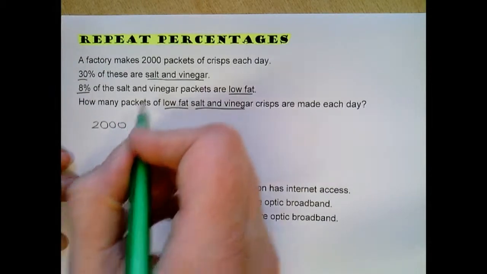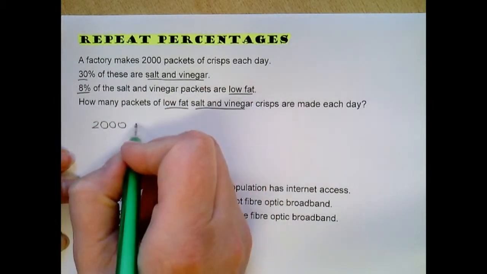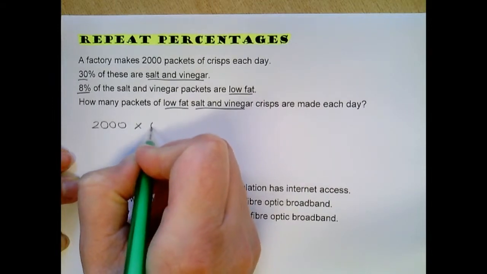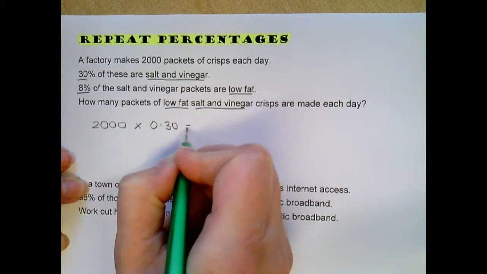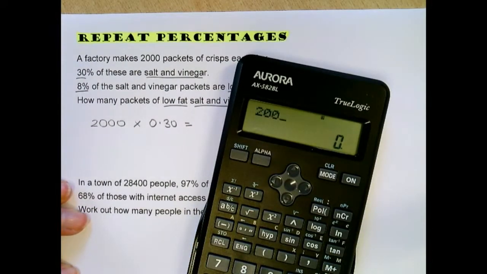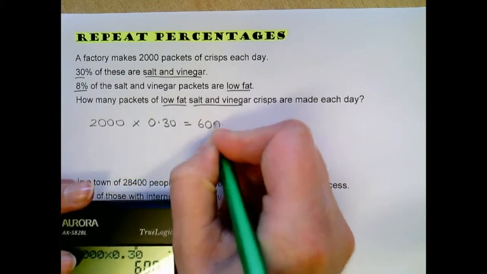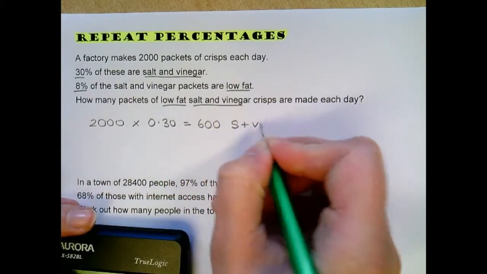So first of all, you would need to find how many are salt and vinegar. So you're wanting to find 30%. So 30% as a decimal would be 0.30. So you would do 2,000 times by 0.30. You don't really need that naught in there at the end. Gets you 600. So that's how many are salt and vinegar.